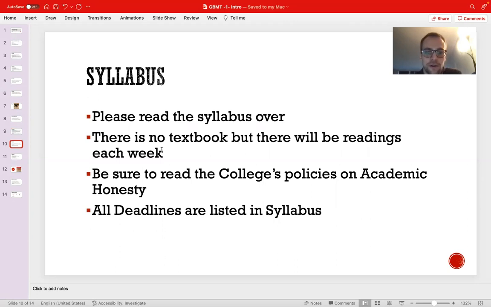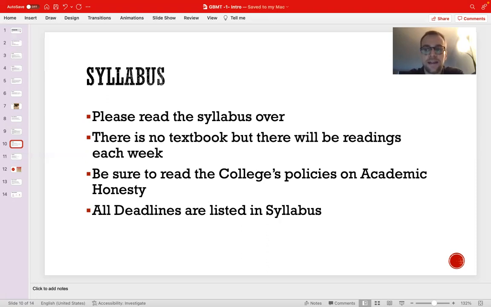So please read the syllabus over. Like I mentioned, there's no textbook, but there will be readings each week. Read the college's policies on academic honesty. You have to be very careful not to plagiarize, as Blackboard has a plagiarism program where it analyzes the assignments for me and detects plagiarism. So to avoid plagiarism, you must cite all the information you use correctly using the APA format. These are all individual assignments, so you cannot work collaboratively, especially on tests.